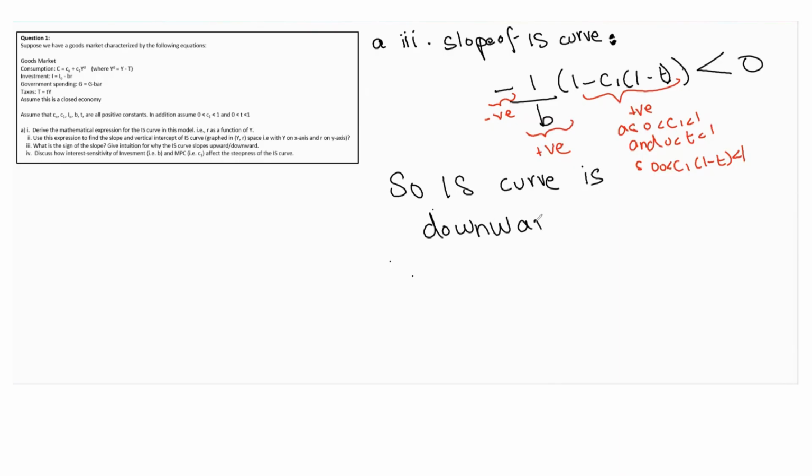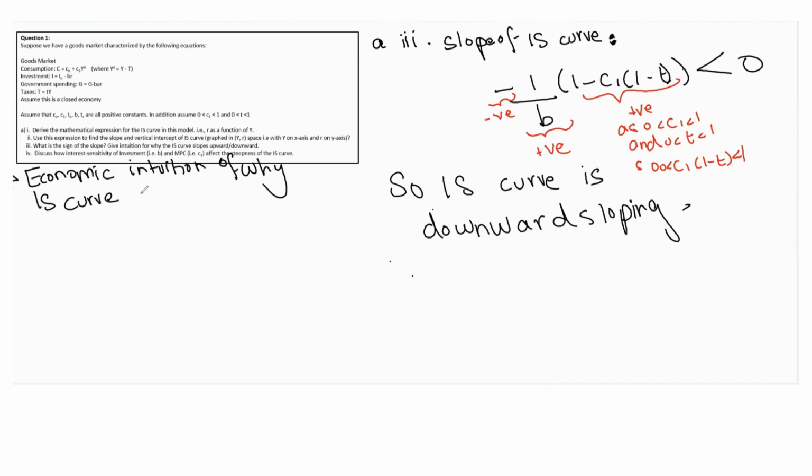And this is what we would expect, because it has a negative slope, so it is downward sloping. Now let's look at some economic intuition of why the IS curve slopes downwards.